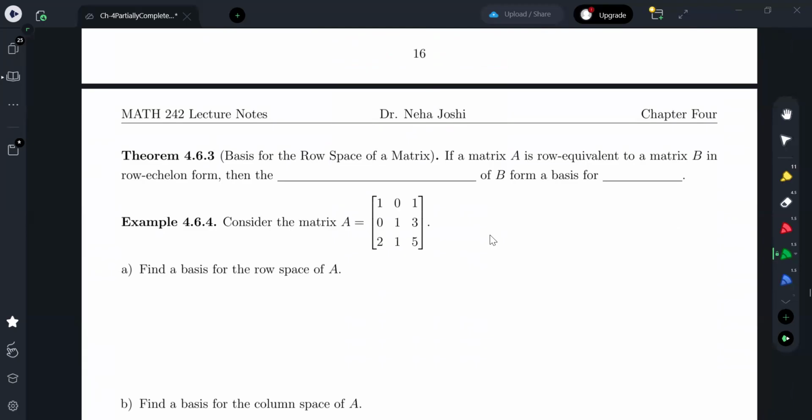If a matrix A is row equivalent to matrix B in the row echelon form, then the rows of B, the rows, right? Just making sure that I give you the right definition. I didn't bring the notes. Rows of B form a basis for row space of A. Okay.